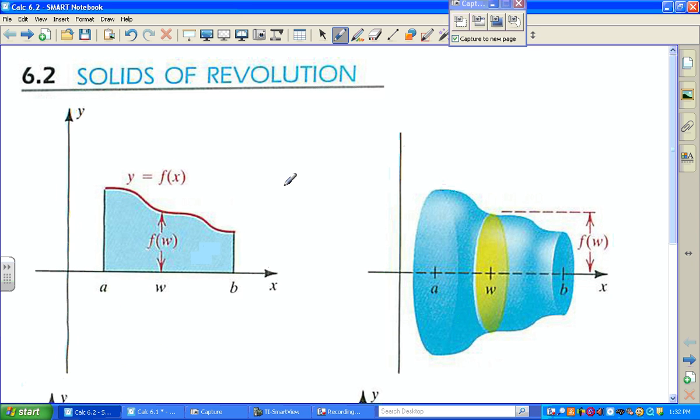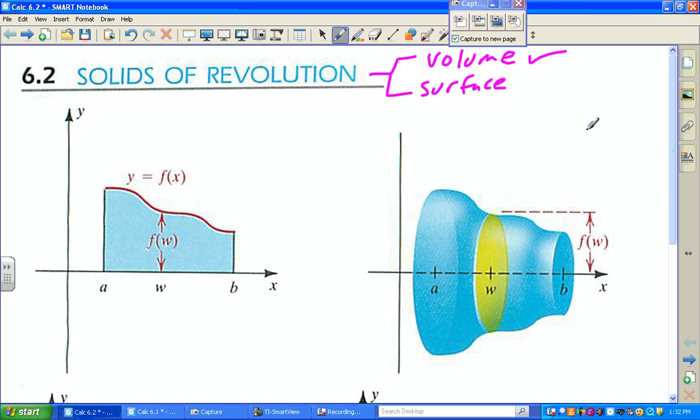This is our first go at a solid of revolution. First of all, with a solid of revolution, you can have two calculations. You can have volume, or you can have surface area once you start going 3D. Today, we're doing volume. We're doing volume in this section, and we're going to do volume in the next section.